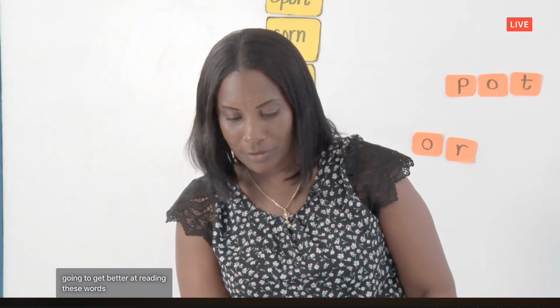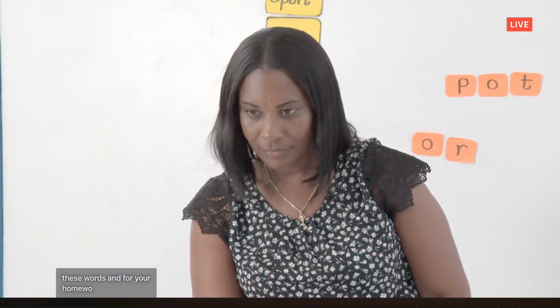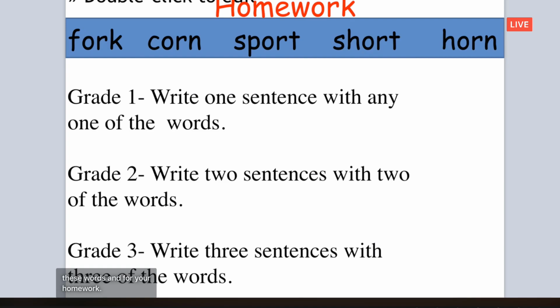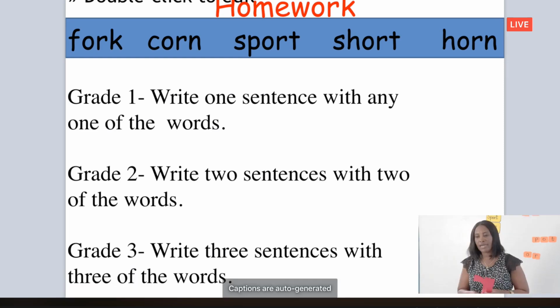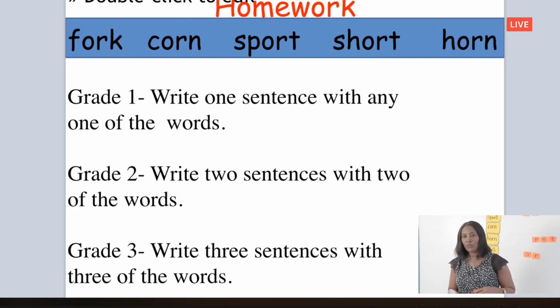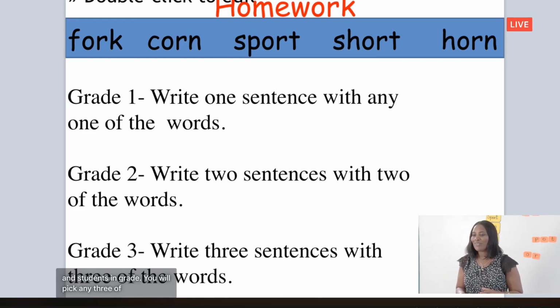And for your homework, yes, we have 5 OR words at the top: fork and corn and sport and short. Best, and you will write 3 sentences with those. All right, so boys and girls, we learned that OR says or. Don't be afraid to round up that mouth and say or.